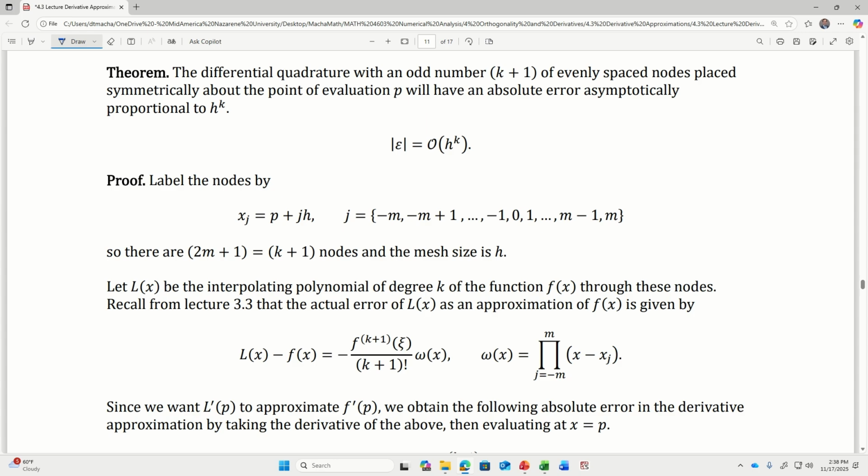So now let capital L be the interpolating polynomial of degree k of the function through these nodes. And back in lecture 3.3, when we very first started talking about interpolating polynomials, we came up with this formula that gave you the error of just the interpolating polynomial at the point x. And we're going to use this, where it says omega of x. It just means this product, where you take x minus each of the nodes and you multiply all those factors together.